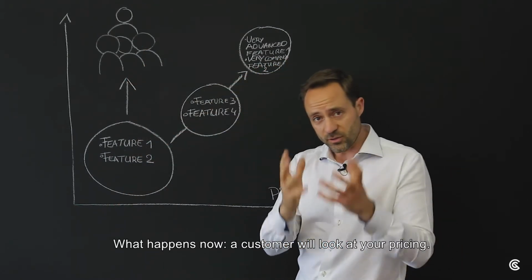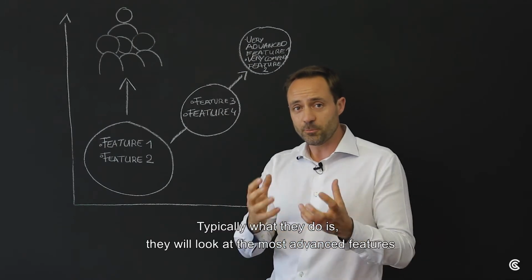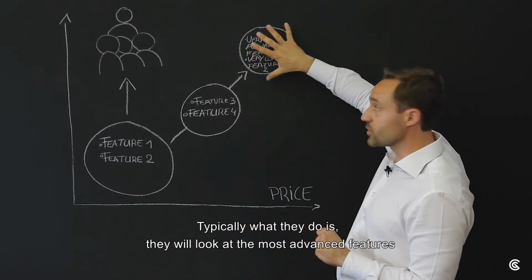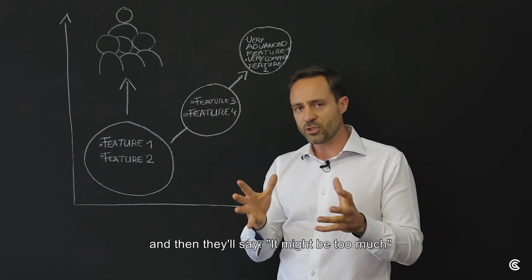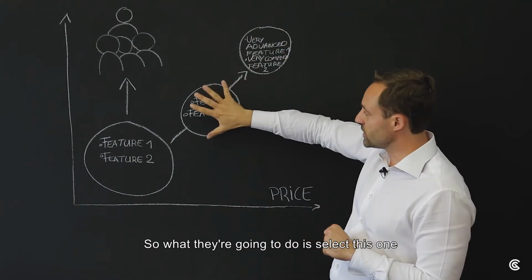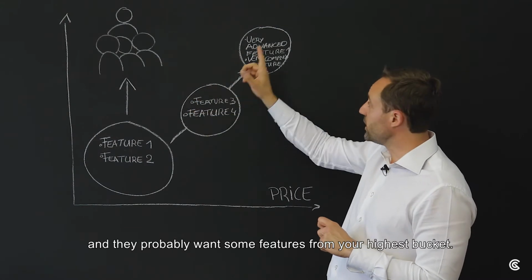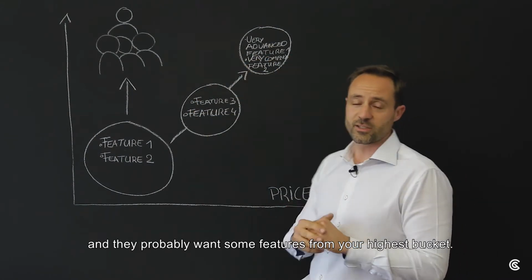What happens? A customer will look at your pricing. Typically they will look at the most advanced, because that's what they want, and then they'll say, might be too much. So they're going to select this one and probably want some features from your highest bucket.